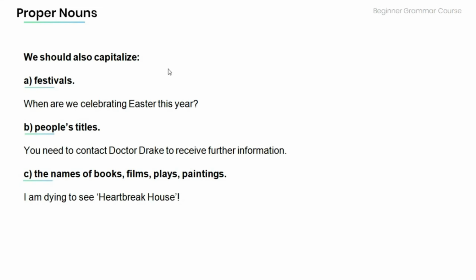Note that we should also capitalize proper nouns that refer to festivals, people's titles, the names of books, films, plays, and paintings. Let's start with festivals. Read the following sentence and underline the proper noun that refers to festivals. When are we celebrating Easter this year? Easter. People's title? You need to contact Dr. Drake to receive further information.